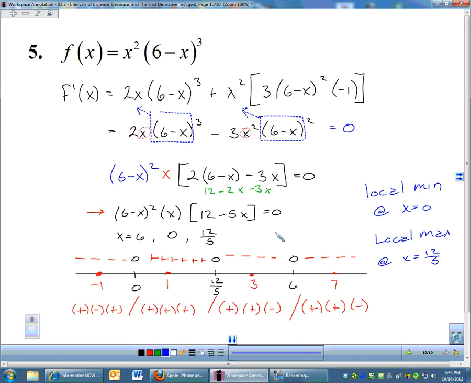6 is a critical number, but I'm negative, and then I'm negative afterwards. So that's probably an inflection point. My guess is what happens graphically is my function decreases, levels off to a slope of 0, and then decreases again. So that's probably what's happening at 6. And if we wanted to play with the second derivative, we could figure that out. But here's what we have for number 5, and I'm done with the first derivative test.